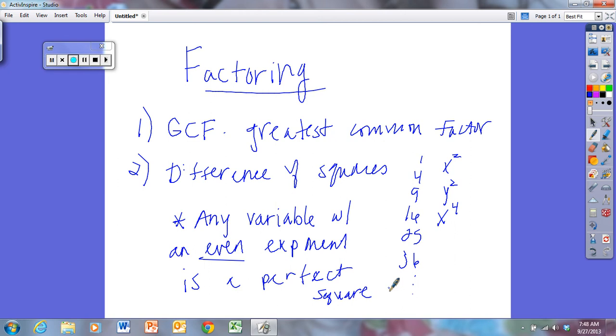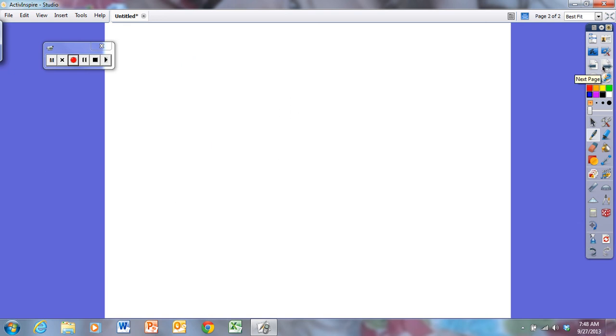And then the third type, I'll just go right down here, is trinomial. We'll get to that on the next video. Today I'm just going to talk about GCF and difference of squares. Okay, so let's first talk about why any variable with an even exponent is a perfect square.